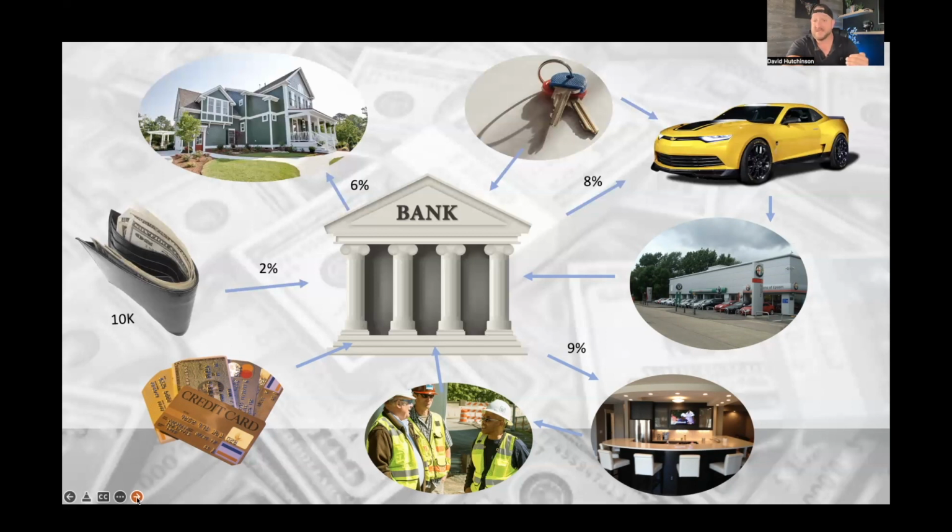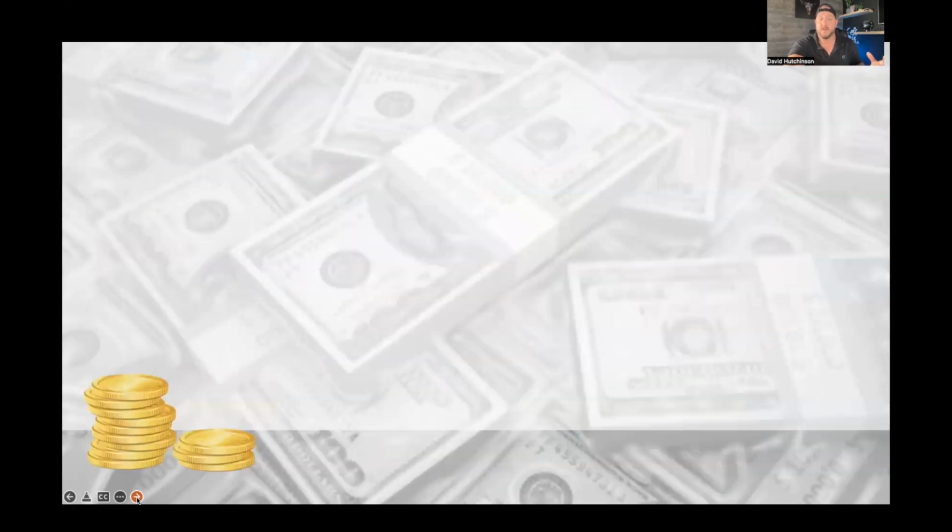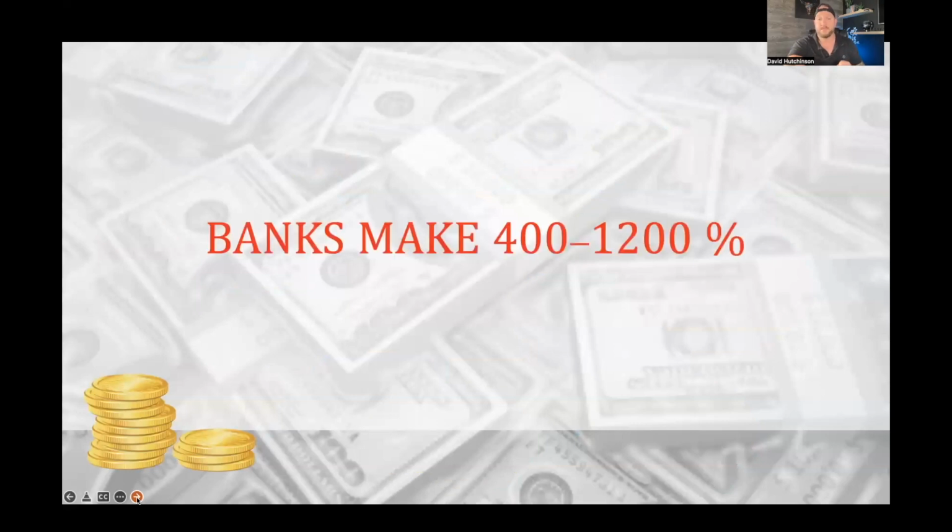The money is not staying stagnant. Yet we are told to put our money into the banks and the 401ks and the IRAs and just let our money sit while the institutions are using the money the entire time. It's fascinating. Banks make 400 to 1200% rate of return on your money. So the real question is, when are you going to flip the script and start paying yourself the interest?